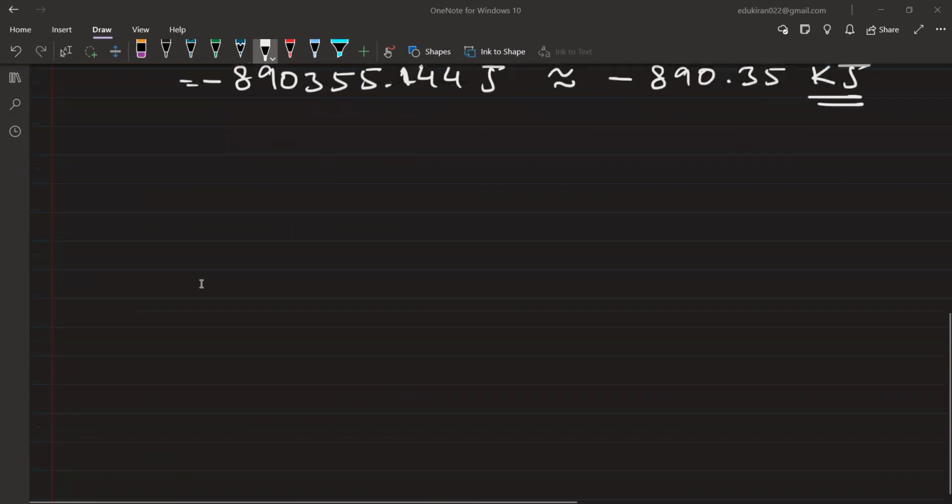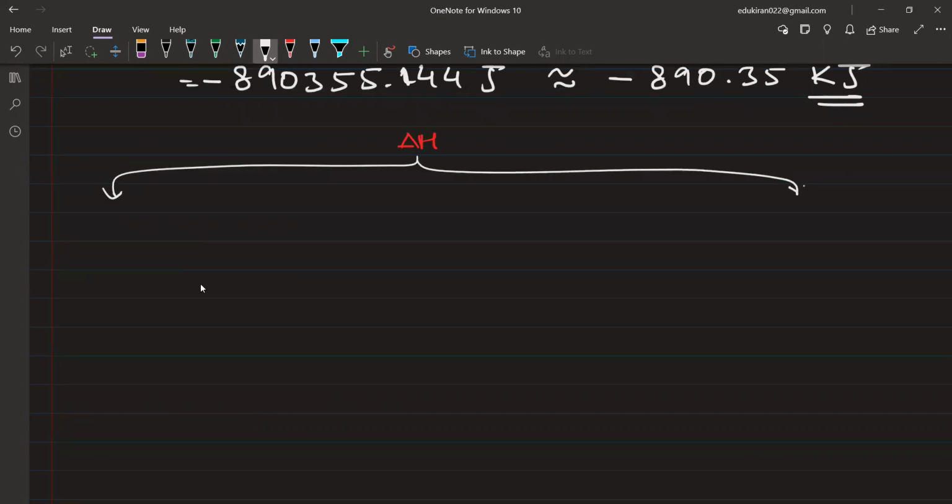Now, see, we have got two formulas for delta H. Initially, we had the formula delta H is equal to delta U plus P delta V. And then from here we derived delta H is equal to delta U plus delta NgRT.